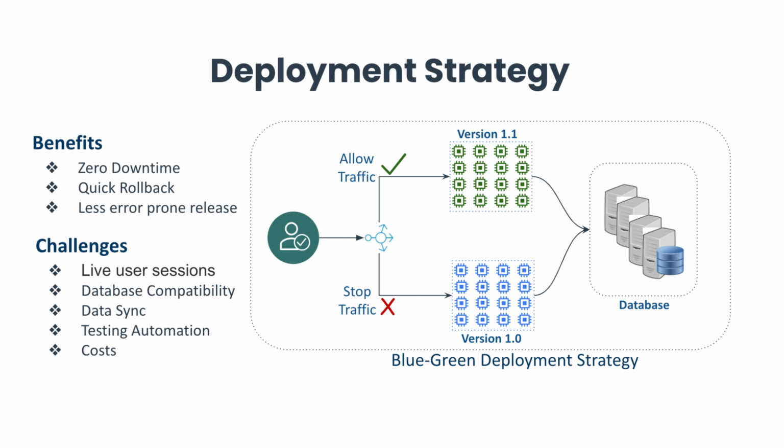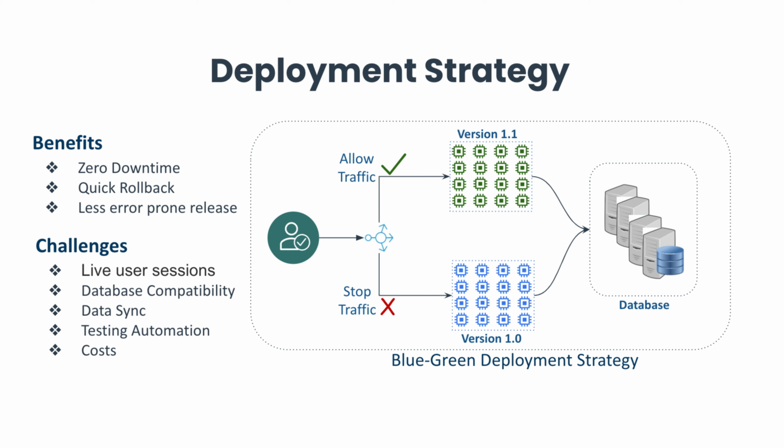Zero downtime. Migration from blue to green would not require any downtime, so it would help us provide a better customer experience. Quick rollback. Since blue and green servers are identical, rolling back is very easy. Less error-prone release. With well automated parallel testing, the new release would be less error-prone.